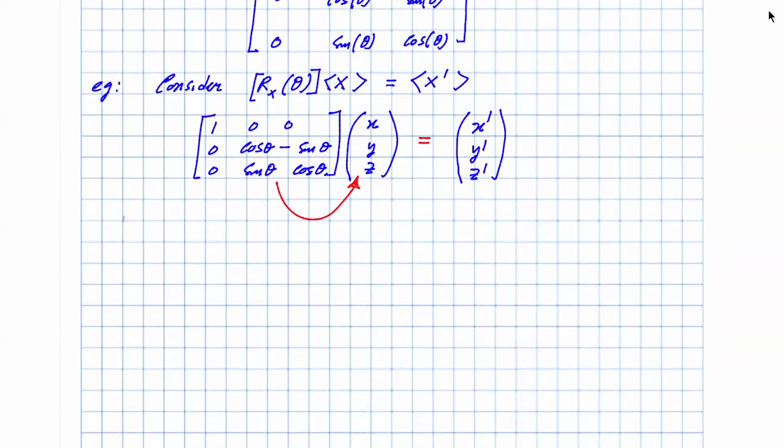Now, you know how to do the matrix multiplication. So this is going to be x. This is going to be y cos theta minus z sin theta. And this is going to be y sin theta plus z cos theta. And this is going to be x prime, this is going to be y prime, this is going to be z prime.